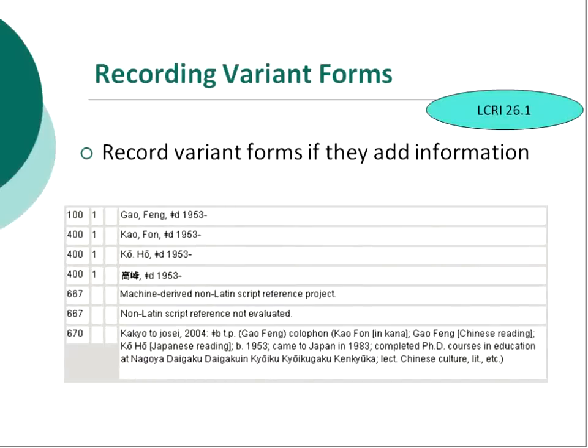Recording variant forms. Record the variant forms if they add information from the chief source of information, other locations in the same item, or sometimes different items, for example, reference sources or internet search results. But remember, the references have to be justified in the 670 field unless they are called for by the rule. So in other words, references are traced only from the recorded forms.